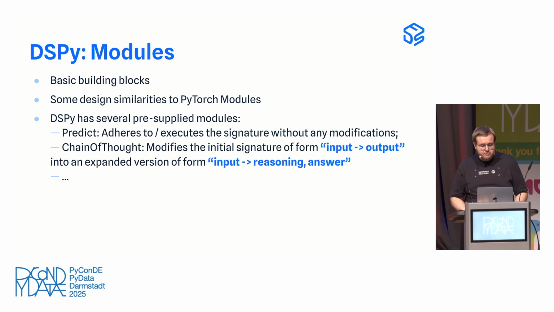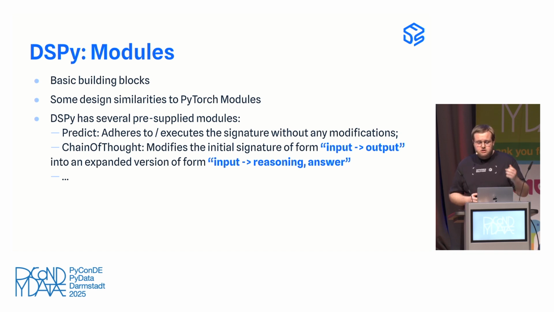So now that it's more or less clear how the signatures are used, we can talk a bit more about modules. And in DSPy, modules are basic building blocks. If you're familiar with PyTorch or other similar frameworks, you will actually see a lot of similarities. Out of the box, DSPy provides several pre-built modules. However, we won't have enough time to go through all of them, so let's have a look at just two. We are already somewhat familiar with the predict block that we used earlier, and it's the simplest module in DSPy.